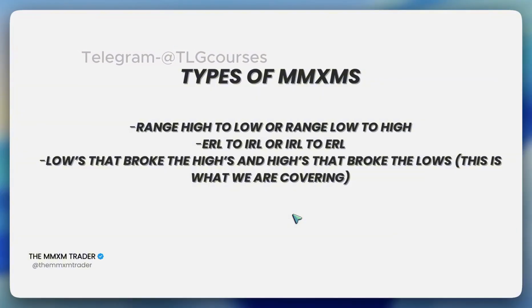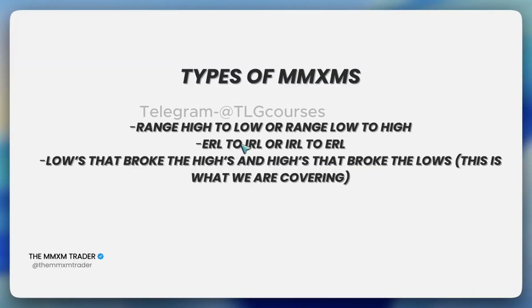Okay, so there's different types of MMXMs. Okay, there's a range high to low or a range low to high, right? We've been over the ranges, right? A range is an MMXM, right? This is common knowledge, okay? Or external to internal range liquidity, or internal to external range liquidity. Again, those are MMXMs. There will be a market maker model within those two variations, okay? And this is common, right? I have taught the ERL to IRL in my first course, and now it's mainstream that they're MMXMs.